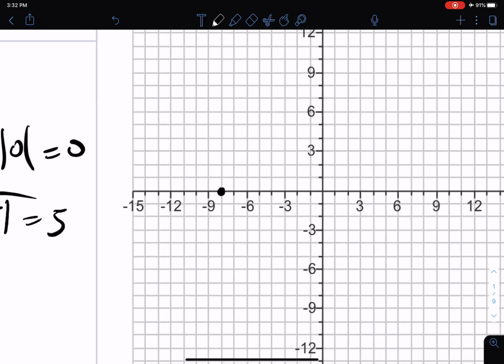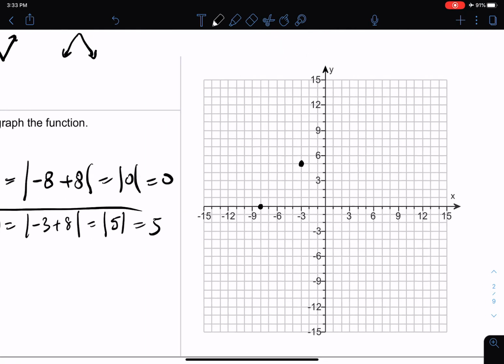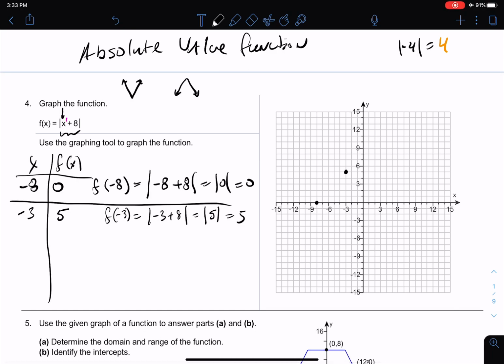So they do that. They go to negative 3, up 5, which is right there. And they go, well, that looks like a line. Yeah, absolute values do have a linear quality to them, but it then bounces. It's not a line, right?